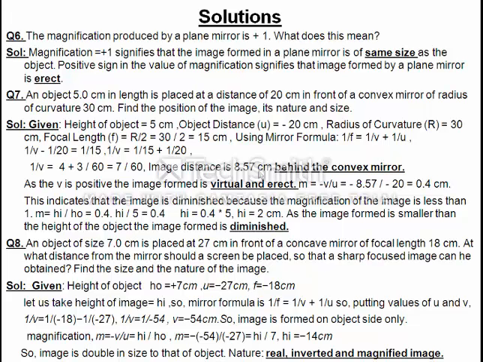If V is negative in the case of a mirror, then what will happen? If V is negative, then the image is real and inverted, but here V is positive, so the image is virtual and erect. We know magnification is minus V by U, equal to minus 8.57 upon minus 20. Whenever you solve, try not to write the value 8.57; try to write the value of V, that is 60 by 7. It will be easy for you. Okay, so when you solve this, minus 8.57 upon minus 20, it will be 0.4.